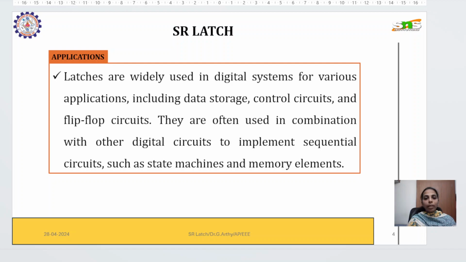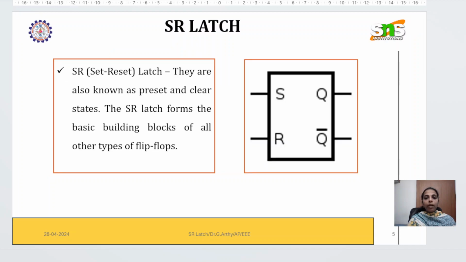It is widely used in digital systems where data storage is necessary, that is memories, control circuits, and flip-flops. For flip-flops, latches are the major component. They are often used in combination with other logic circuits to implement sequential circuits such as state machines and memory elements. And this is the symbol of SR latch.